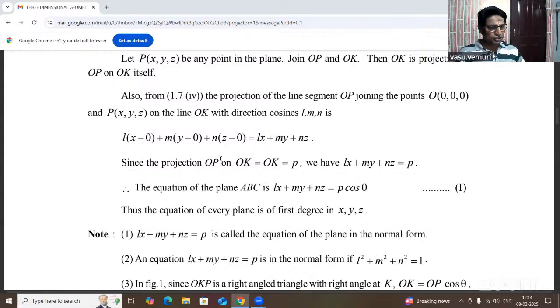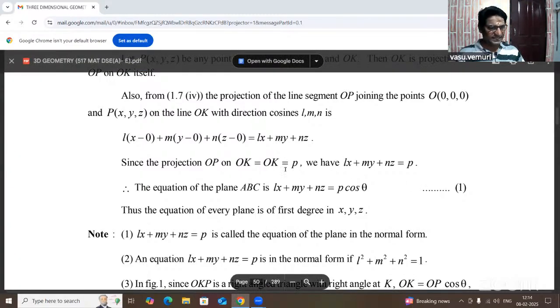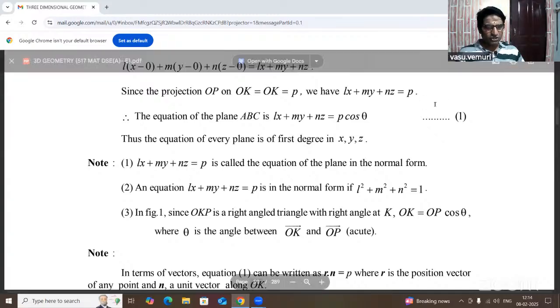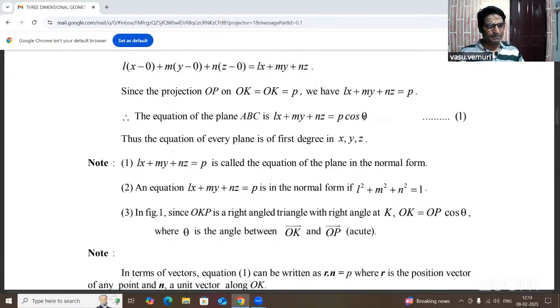Since OK is the projection of OP on OK, the distance OK is small p. Finally, Lx plus My plus Nz equals p. So the equation of the plane ABC is Lx plus My plus Nz equal to, according to that angle, because this is the adjacent side by the hypotenuse, so that is cos theta, so it is p cos theta.